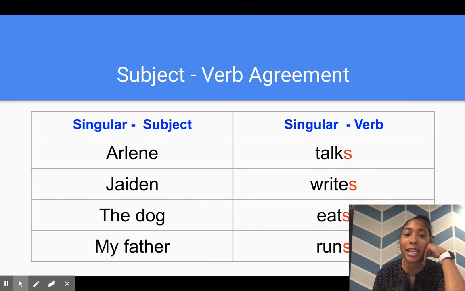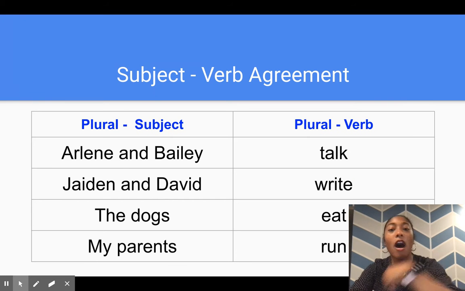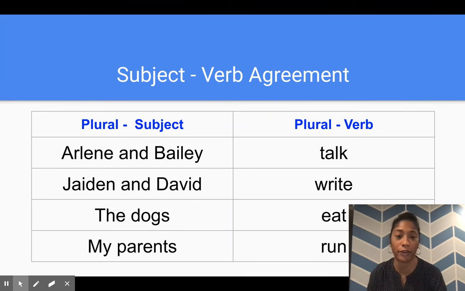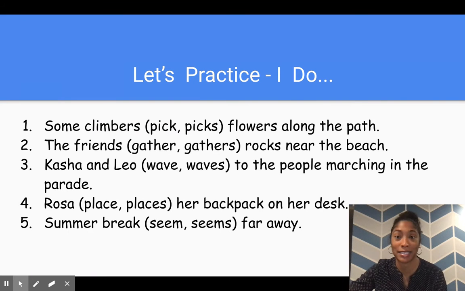But what happens if we have more than one noun? Well, Arlene and Bailey both talk to their friends. Jaden and David write their spelling words together. All of the dogs eat the food, and my parents run in the morning. Does that make sense?